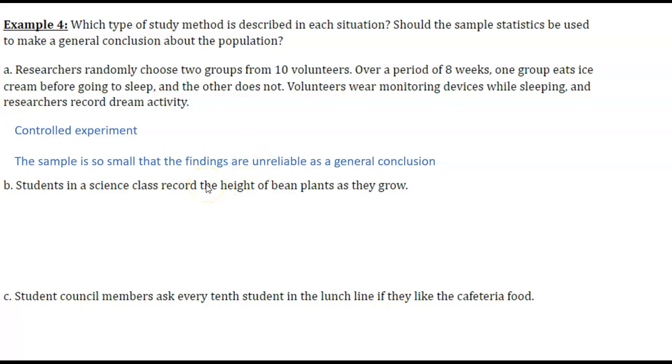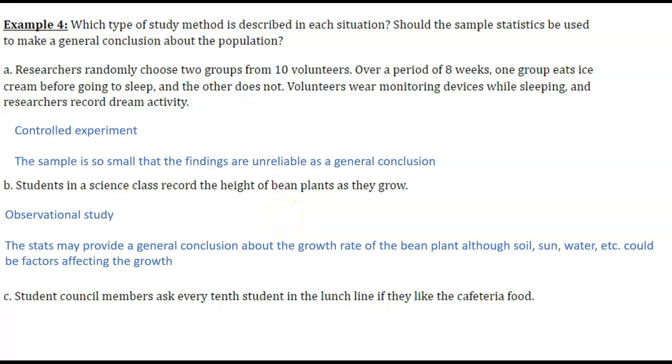For B, students in a science class record the height of bean plants as they grow. This would be an observational study. The stats may provide a general conclusion about the growth rate of the bean plant, although soil, sun, water, etc. could be factors affecting the growth. So you would have to be careful that you removed a lot of variables to see what affected the growth if you wanted to make a statement about the general population.